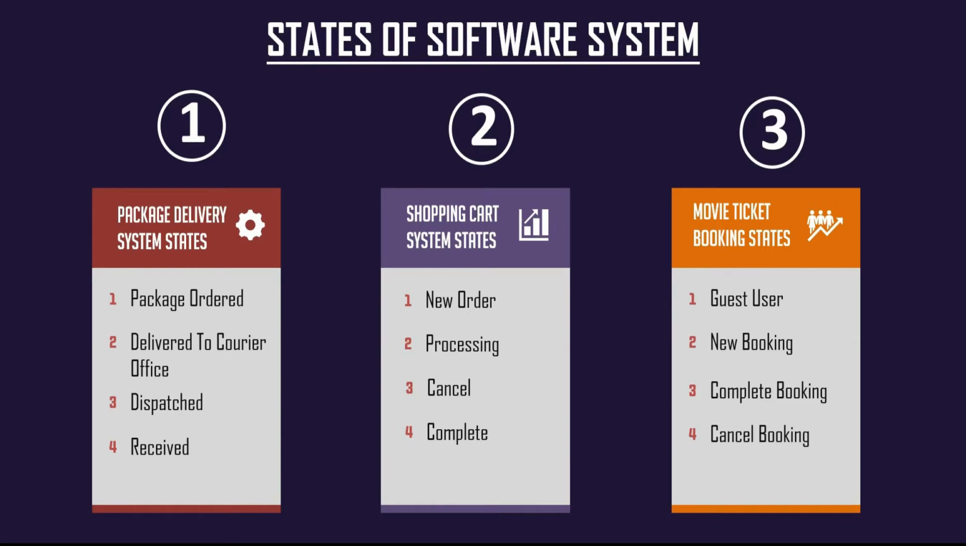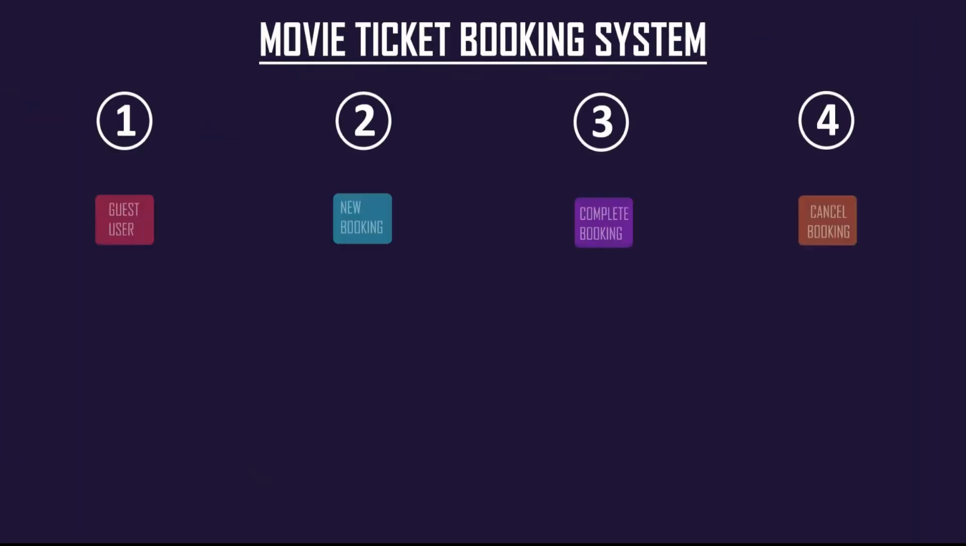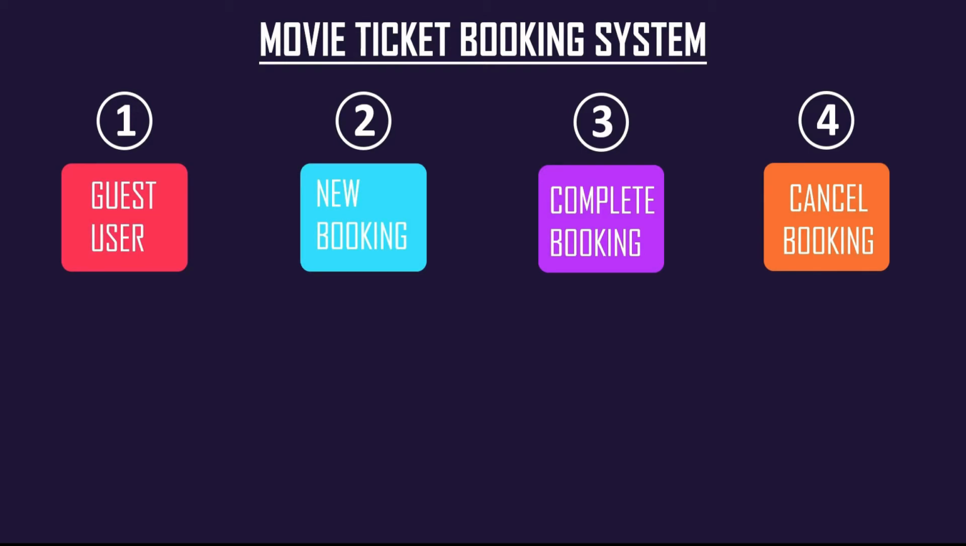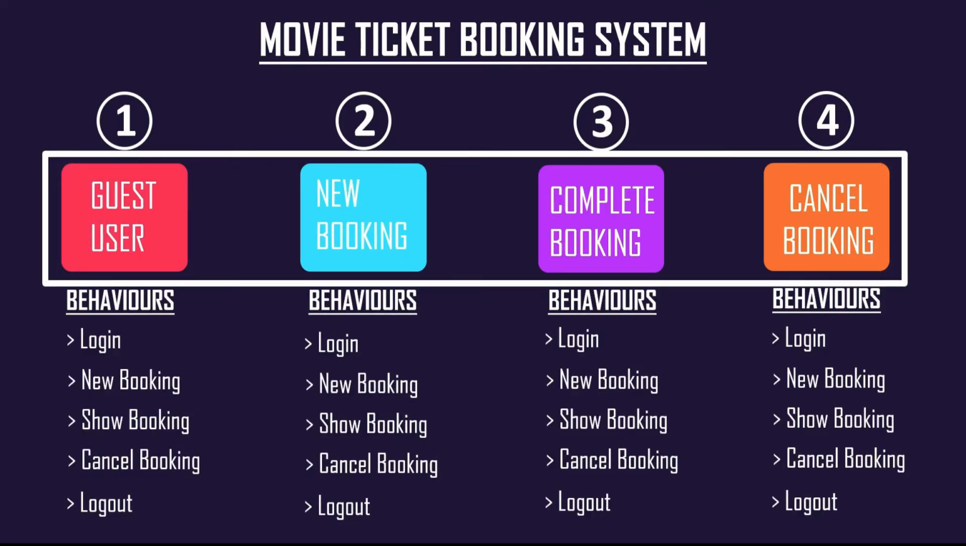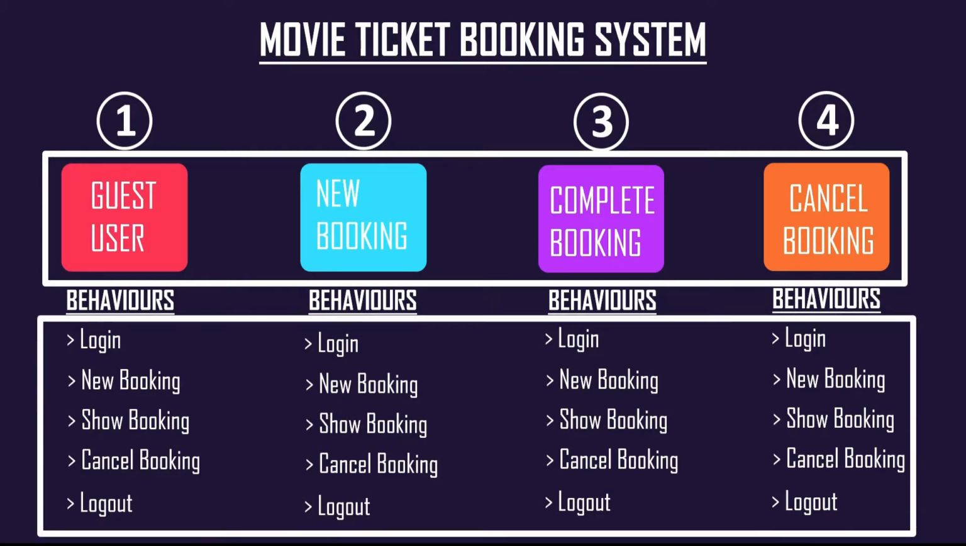It means, in short, we have states for something that is changeable, as seen here for booking movie tickets. You launch the site as a guest user, then you log in and your object state gets into new booking state. From there you move into complete booking state and so on. Now, staying in these states, you can have multiple behaviors like login, new booking, show booking, cancel booking, and logout. And with these many behaviors, depending on the states, we have to take a call on how our system should behave on each of these states.